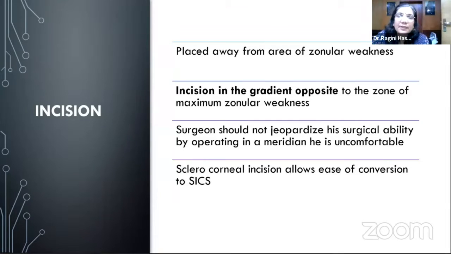When you start the surgery, you have to plan the incision. So how do you plan the incision? If you're doing a phacoemulsification, you have to plan it in such a way that it is diagonally opposite the site of the zonular dialysis, so that there is the least stress on the maneuvering that you are doing. At the same time, surgery should not be done in an uncomfortable position. That is all very, very important. The incision itself will cause some amount of refractive error, and that also has to be kept in mind.